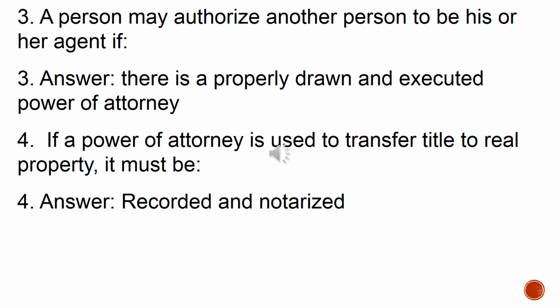Question number 3. A person may authorize another person to be his or her agent if answer, there is a properly drawn and executed power of attorney. Question number 4. If a power of attorney is used to transfer title to real property, it must be answer, recorded and notarized.